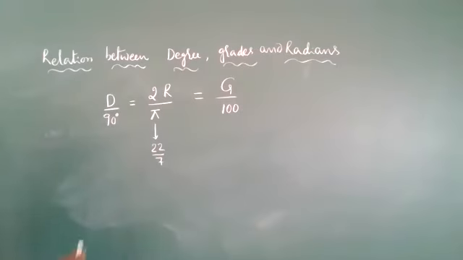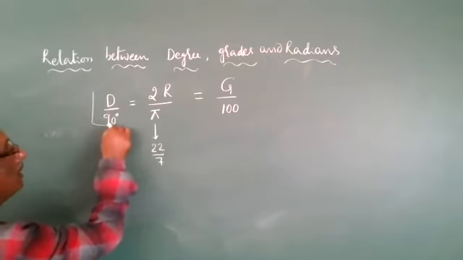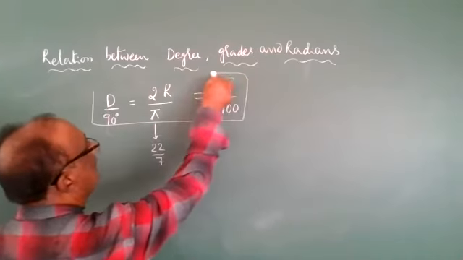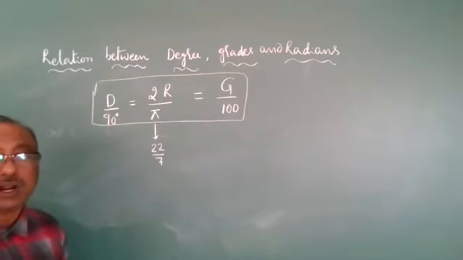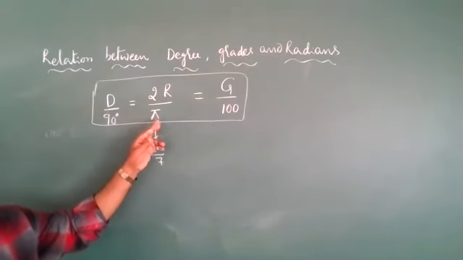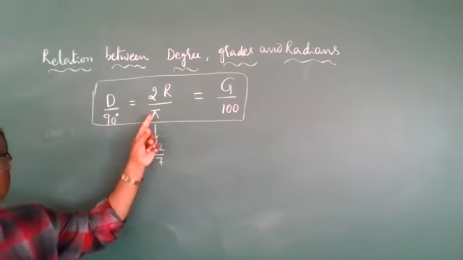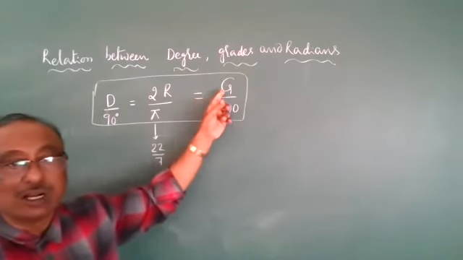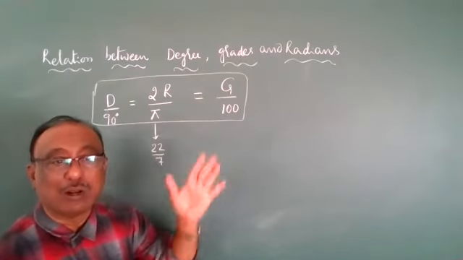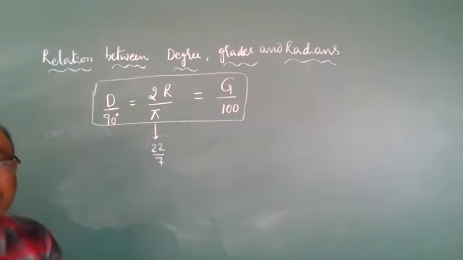So this is the relation, you should remember it. Degrees are divided into 90 equal parts, and radians are 2R by pi. The value of pi is 22 by 7. Remember, gradients are divided into 100 equal parts.